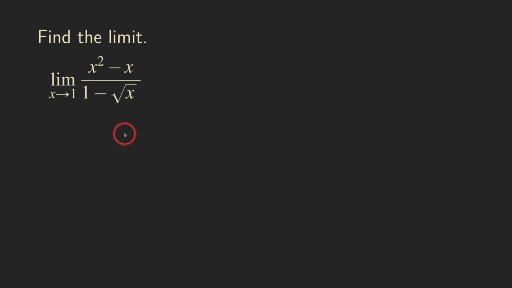Let's talk about this limit problem here. We have this function, x squared minus x over 1 minus the square root of x, and x is approaching 1. As you can see here, it's quite obvious that when we plug in a 1, we are going to get 0 over 0, indeterminate form. So from there, we cannot draw any conclusion. So we've got to find some way to evaluate this limit.